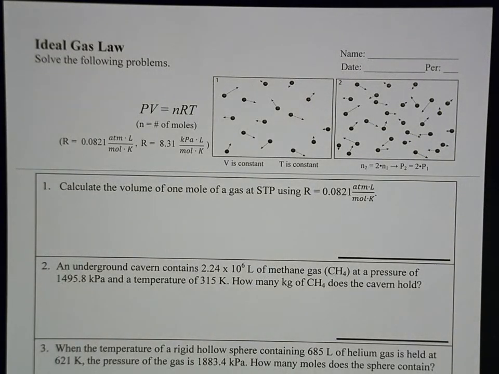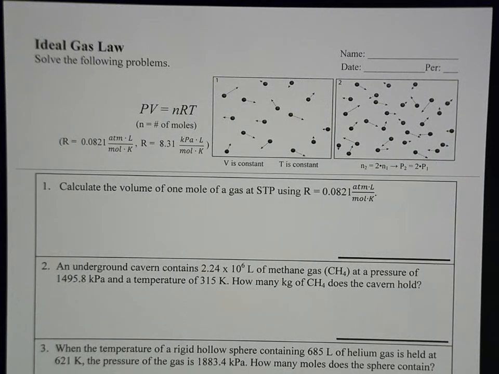Ideal gas law. P for pressure, V for volume, T for temperature, and again, as in all the other laws, T has got to be in Kelvin. And then we have n and R. n stands for the number of moles, and R is simply a constant that will be the same in every problem depending on our units.